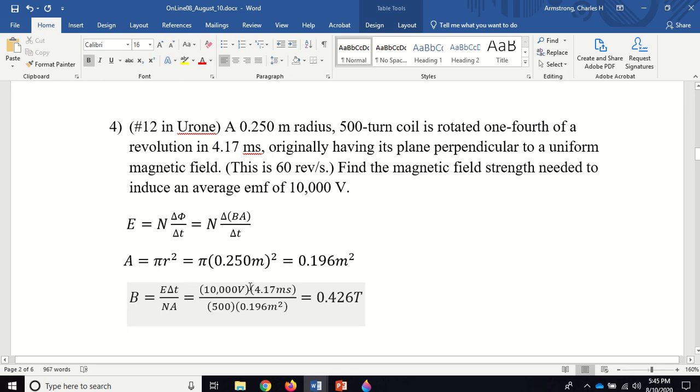So you want your 10,000 volts, and you know that that thing's going from no flux through it to maximum flux through it. That's the whole idea. It's going from 0 to maximum magnetic field in 4.17 milliseconds. There's your turns, there's your area from up here. And so you're going to want a magnetic field of 0.426 Teslas.